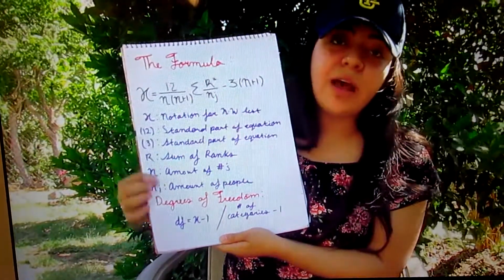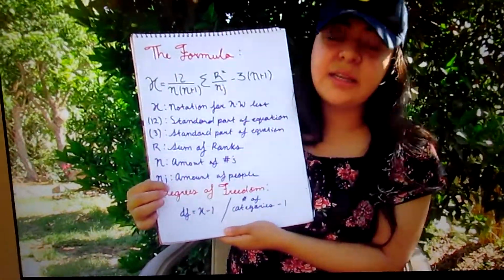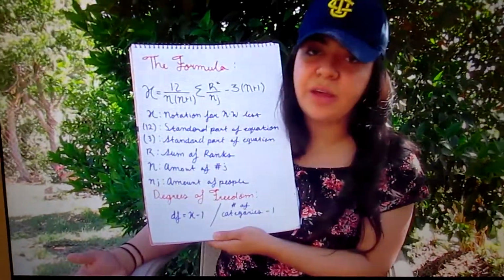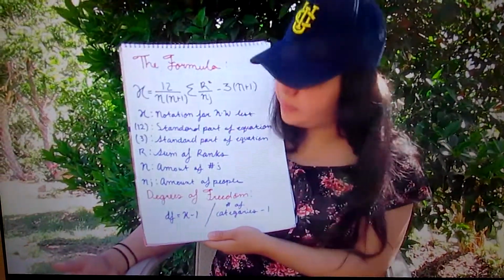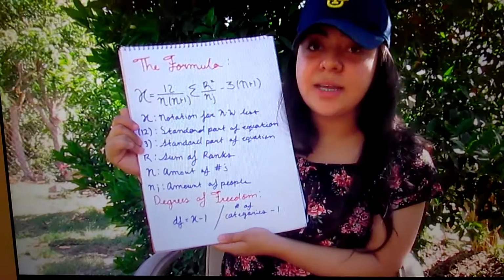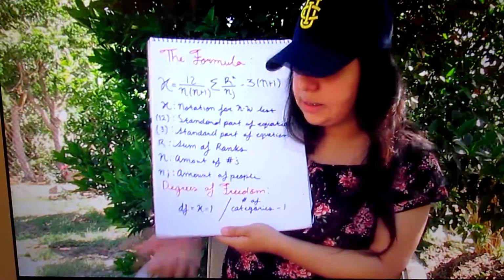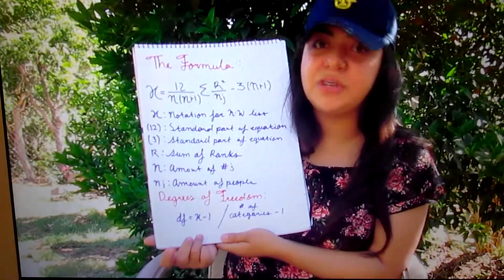Once you have figured out your test statistic, the next thing would be to figure out your critical value. Of course, to figure out your critical value, you have to know the degrees of freedom. For a Kruskal Wallis test, it's fairly simple. You just subtract the number of categories minus 1, and those will be your degrees of freedom.